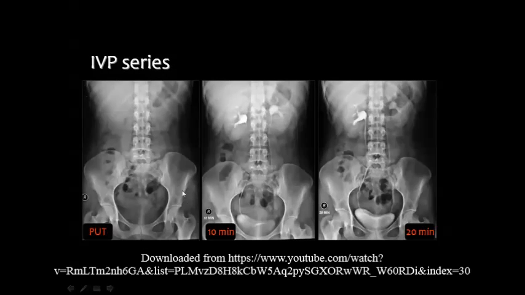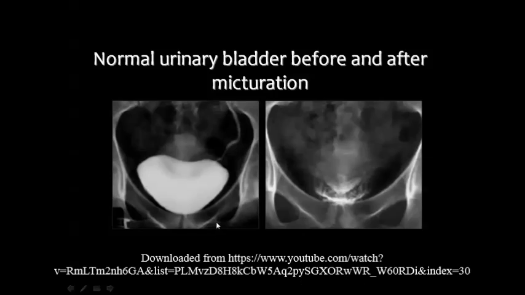This is the series of intravenous urography. We start first by the plain UT, then we inject the contrast material, then we have a film after 10 minutes and another film after 20 minutes. And in both films we can assess the collecting system, we can also see the ureters, and we can see the urinary bladder. Finally, we should have a spot film for the urinary bladder before evacuation and after evacuation.